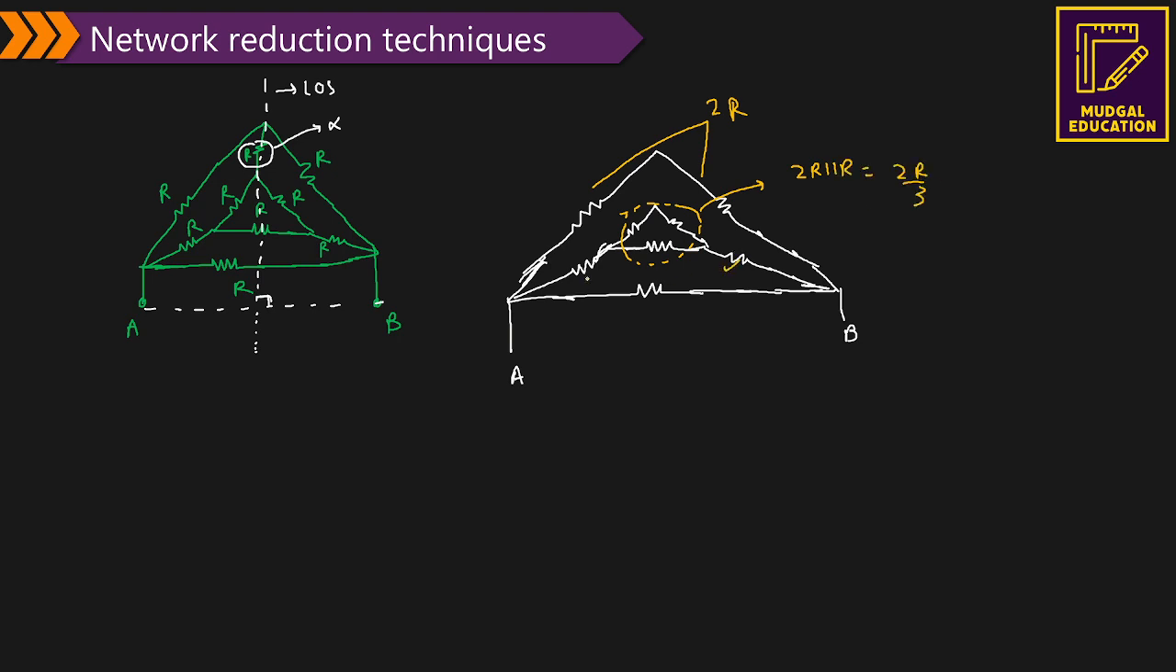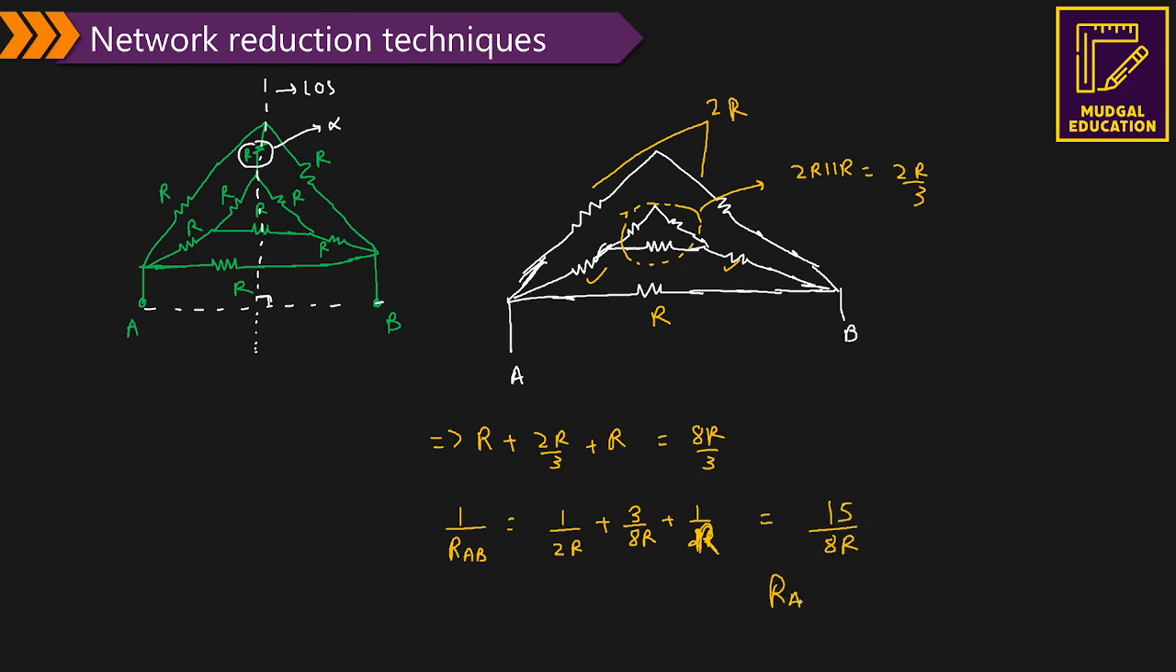Now this resistor and 2R by 3 are in series. So R plus 2R by 3 plus R. So it becomes 8R by 3. Now finally 2R, 8R by 3 and this resistor R are in parallel. So I can say what is RAB? It is equal to 1 by 2R plus 3 by 8R plus 1 by 2R, 1 by R. So it becomes how much? It becomes 4 plus 8, 12 plus 3, 15. So 15 divided by 8R. So finally what is RAB? It is actually 8R by 15.